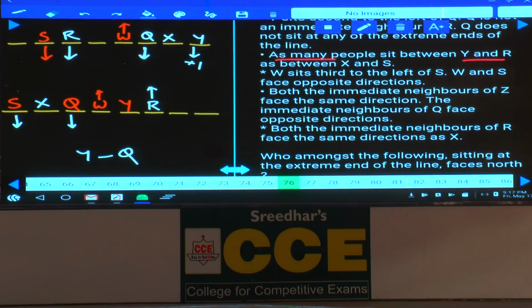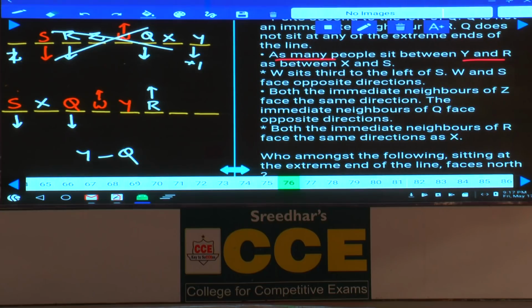Both the immediate neighbors of Z face the same direction. Immediate neighbors of Z are facing the same direction. As Z has immediate neighbors, Z cannot be at the extreme end, because there must be two adjacent persons. Hence Z cannot be at this place. As Z cannot be here, Z must be here. If Z is here, the immediate neighbors of Z must face the same direction, but R and W are facing opposite directions. Hence the case is not valid, this is completely ruled out.